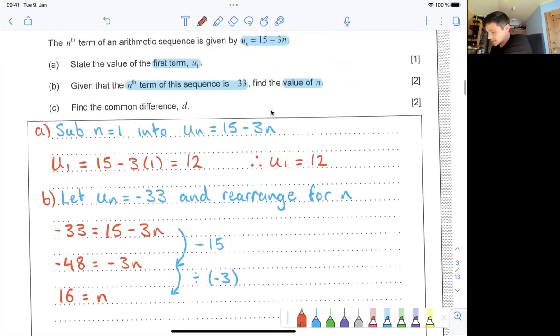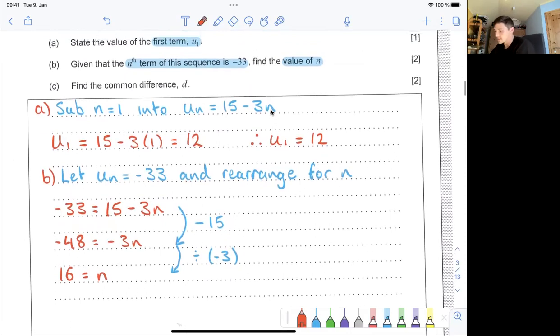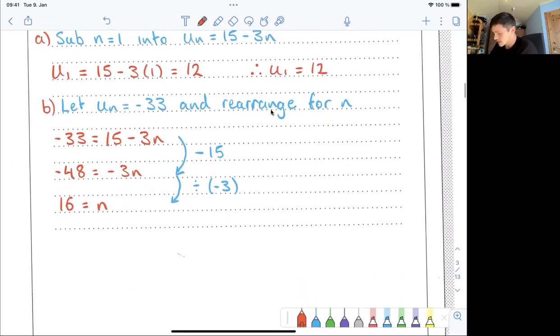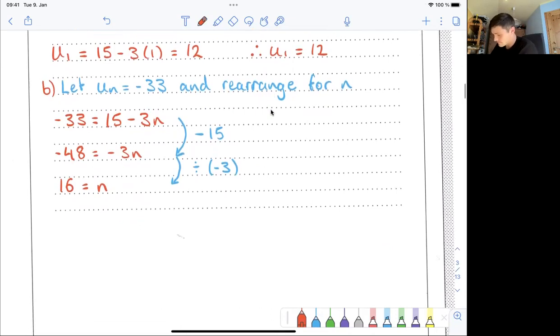All right, let's move on to part C. Find the common difference, d. Okay, so to help us out with this one, I'm going to write down the nth term formula, which is given in your formula booklet for an arithmetic sequence. It's good to get familiar with this one, though it is given to you in that formula booklet. And it is as follows: un is equal to u1 plus n minus 1 multiplied by d.